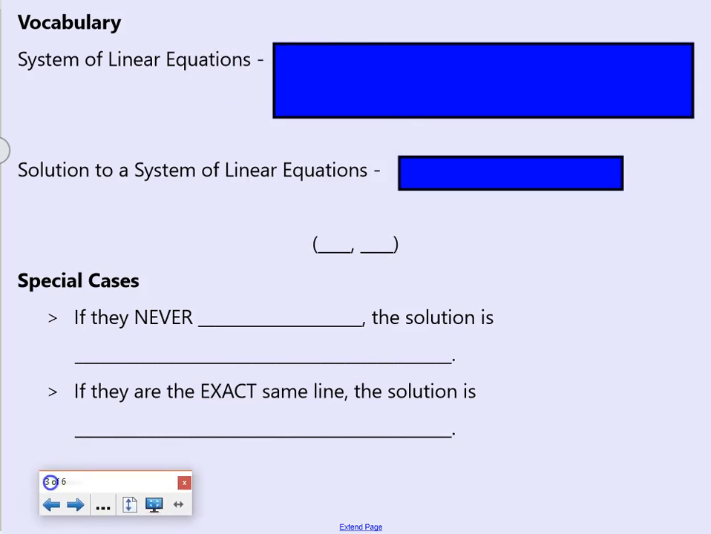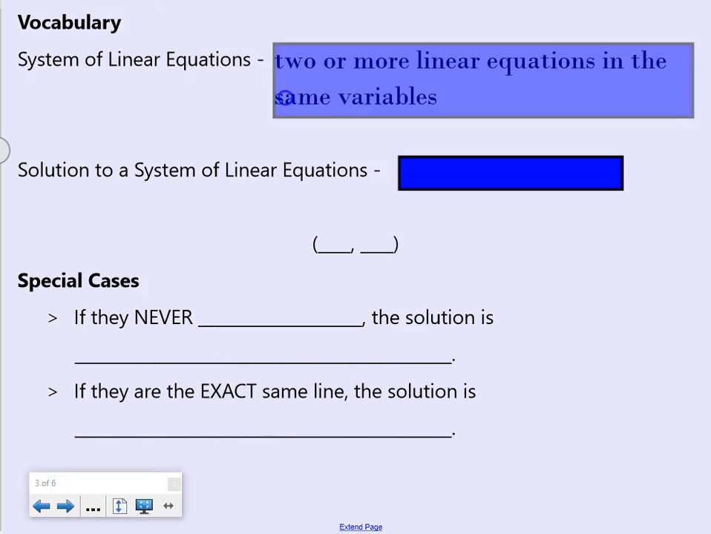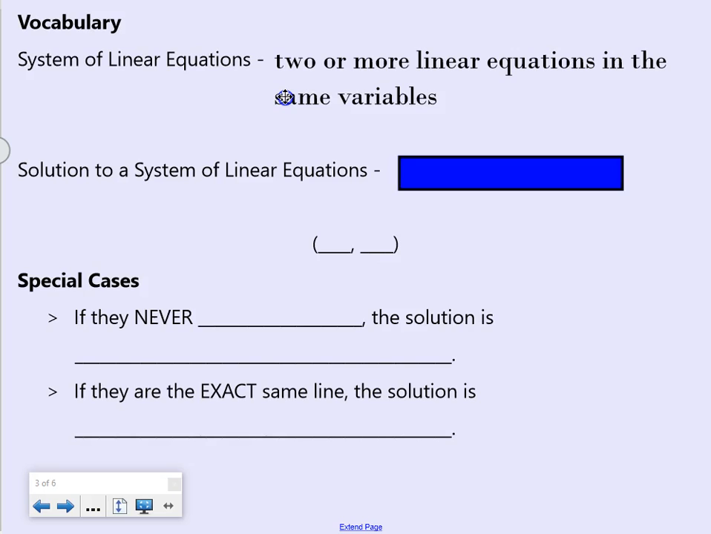Now for the new stuff. Systems of linear equations: 2 or more linear equations in the same variable. That just means both equations have the same variable, like y equals 2x plus 7. That has an x variable and a y variable. And 2x plus 3y equals 5. That also has an x variable and a y variable.